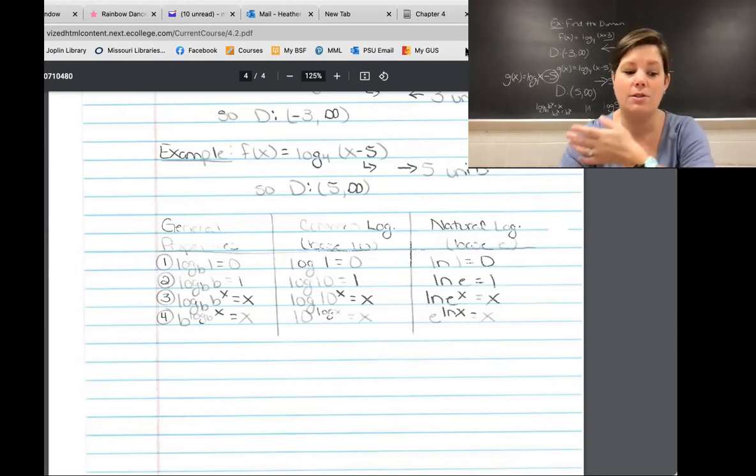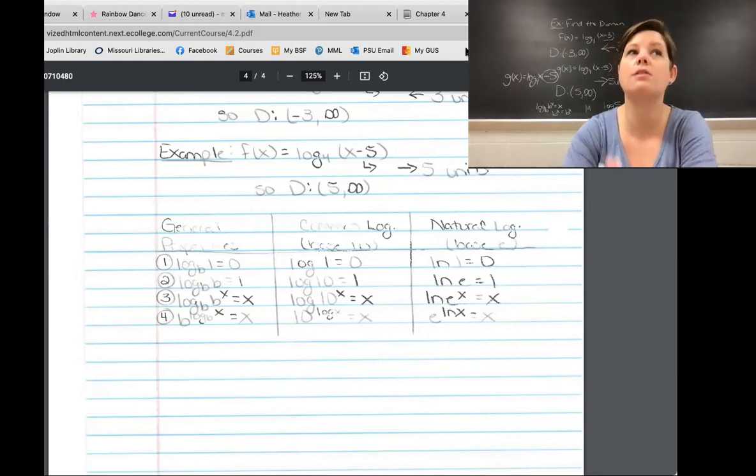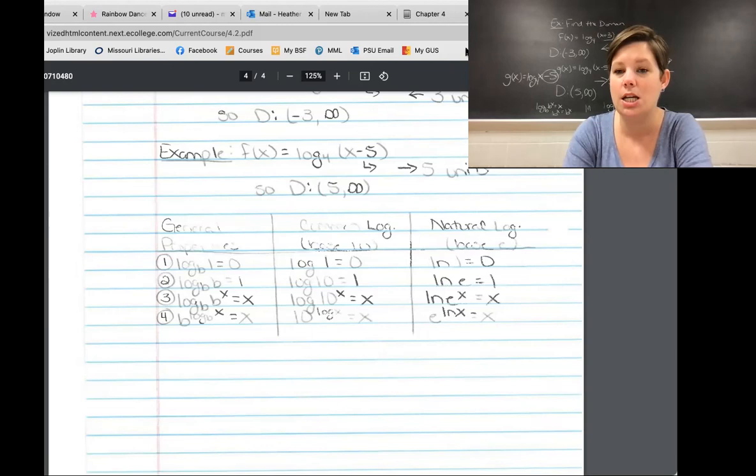So that is 4.2. Hopefully it's not too difficult. It's very, very similar to 4.1. So if you didn't have a good grasp on 4.1 with exponential functions, hopefully you got a little bit more practice with them here in the logarithmic functions, and you understand how they interact with each other.